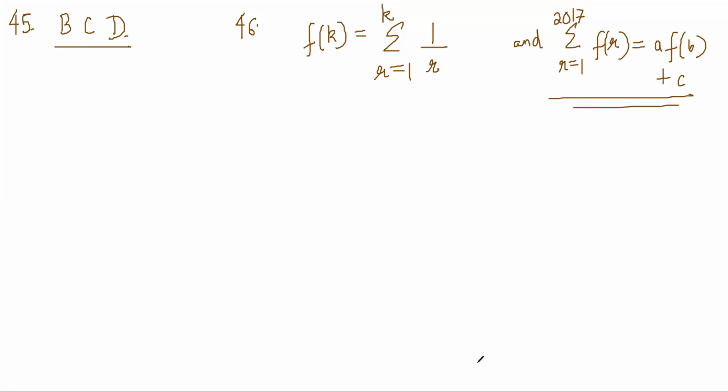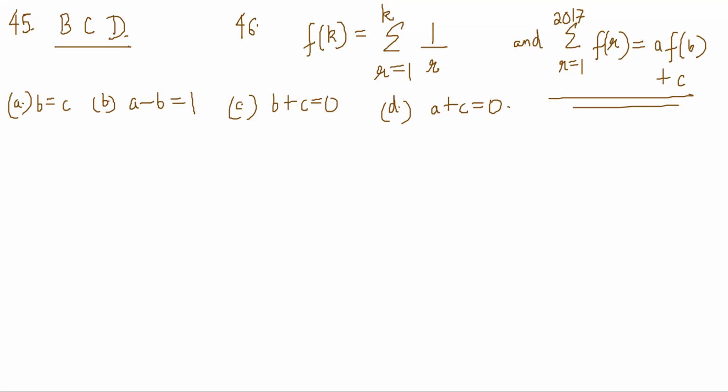Then what you have to do is get some conditions on a, b, and c. The options are: first, b is equal to c. Second, a minus b is equal to 1. Third, b plus c is equal to 0. Last option, a plus c is equal to 0.